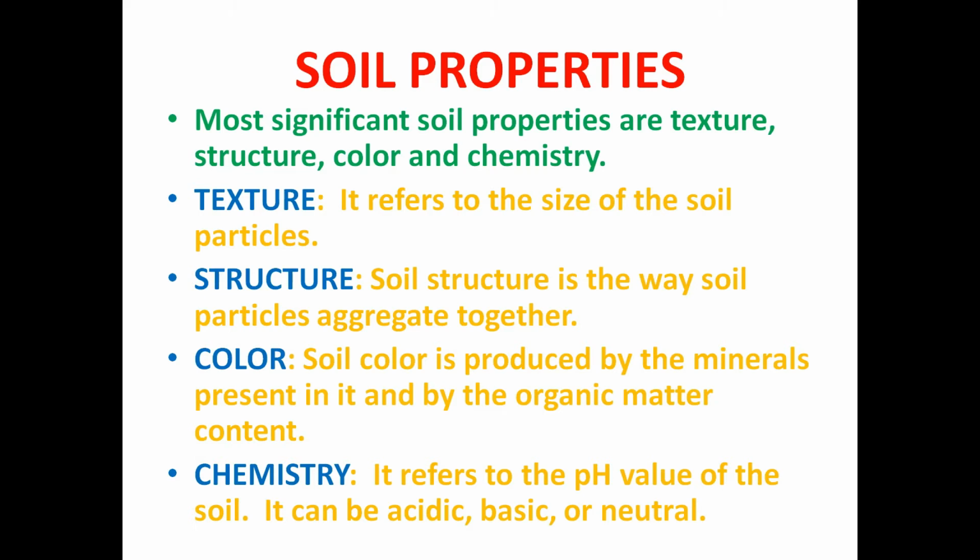The color of the soil is produced by the minerals and the organic matter present in it. Different soils have different colors because of the different minerals and different organic matter in it. And the chemistry refers to the pH value of the soil. The soil can be acidic, it can be basic, or it can be neutral.